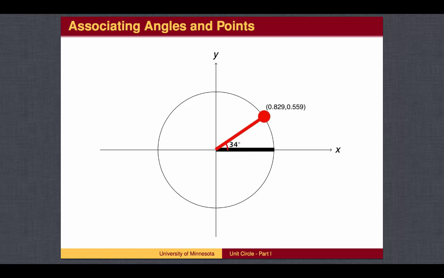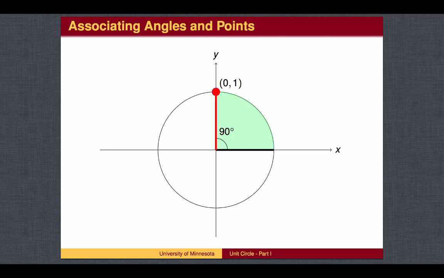Unlike the geometric definition, which is valid only for angles between 0 and 90 degrees, there's no need to restrict ourselves to the first quadrant. For instance, the angle can be in the second quadrant. We can have a straight angle that measures 180 degrees, or the angle can be even bigger than 180 degrees. Just as a skateboarder can do a 360, we can likewise make a full trip around the circle to arrive at the angle 360 degrees.